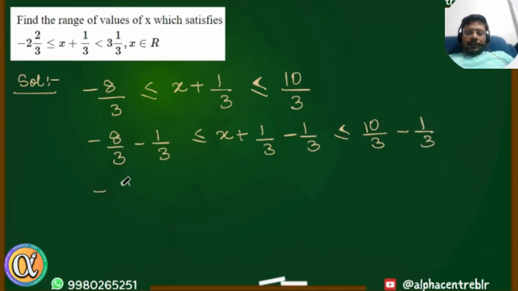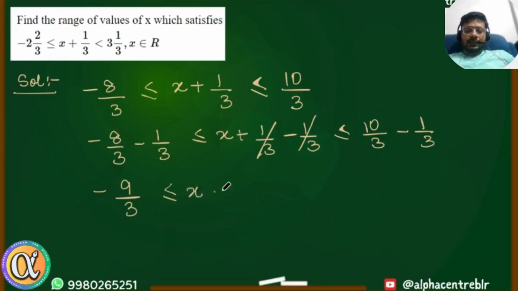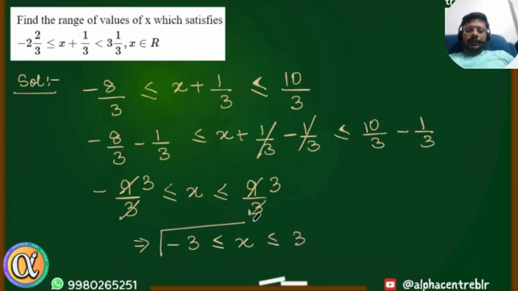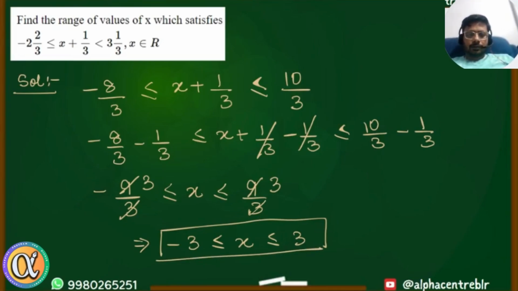So this is minus 9 by 3 is less than or equal to x, and this gets cancelled. x is less than or equal to 9 by 3. We can simplify this further. 9 over 3 is 3. So the final inequation is minus 3 less than or equal to x less than or equal to 3. So x is a real number between minus 3 and plus 3.